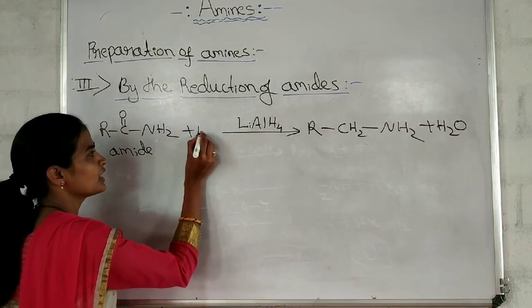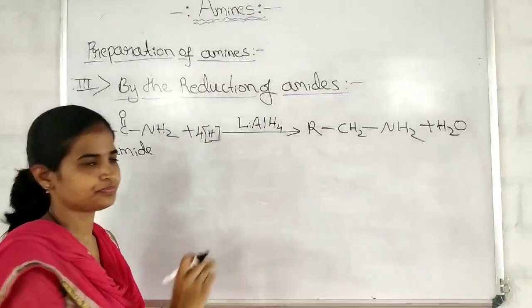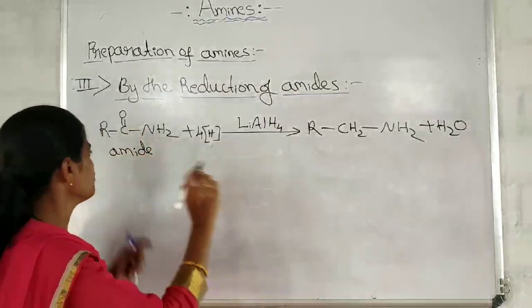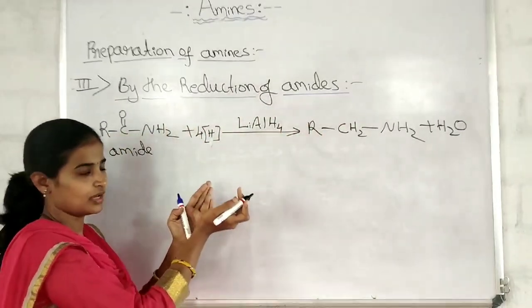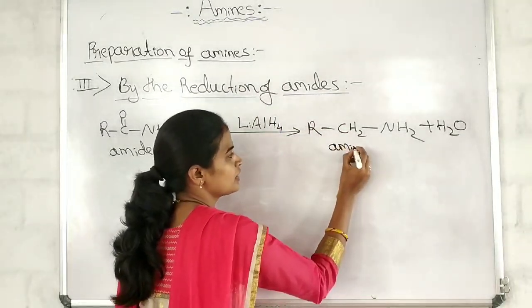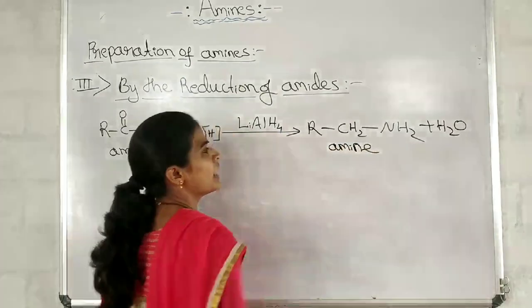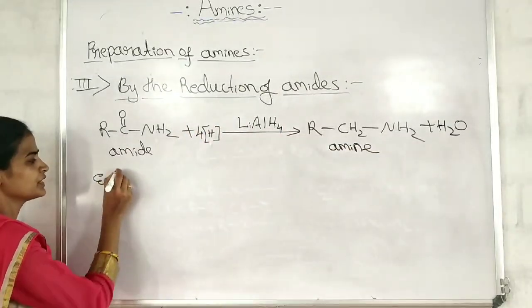Here two hydrogen atoms are being added and here it has taken two hydrogen atoms. So totally how many hydrogen atoms? 4 hydrogen atoms will get added. This is the general formula. Amide got reduced in the presence of lithium aluminium hydride to amine. This is what? Amine. It may be aryl amine or it may be alkyl amine. Let us go for the example. Example number 1.